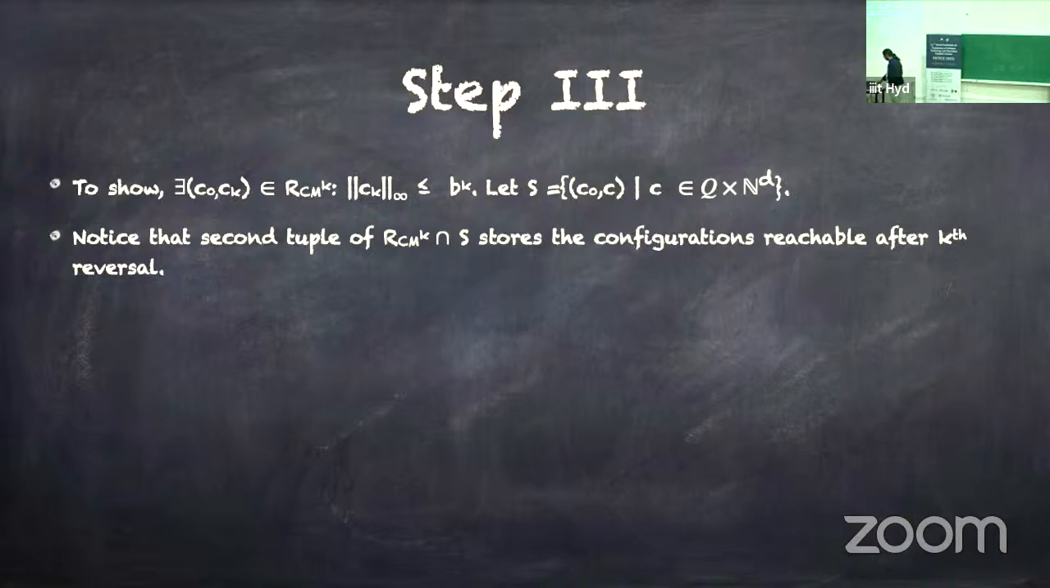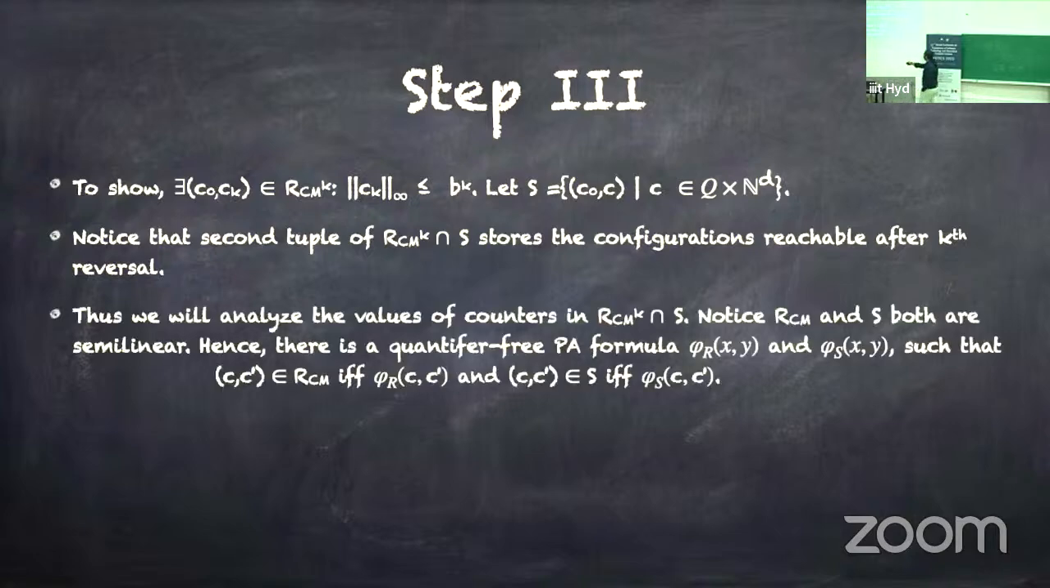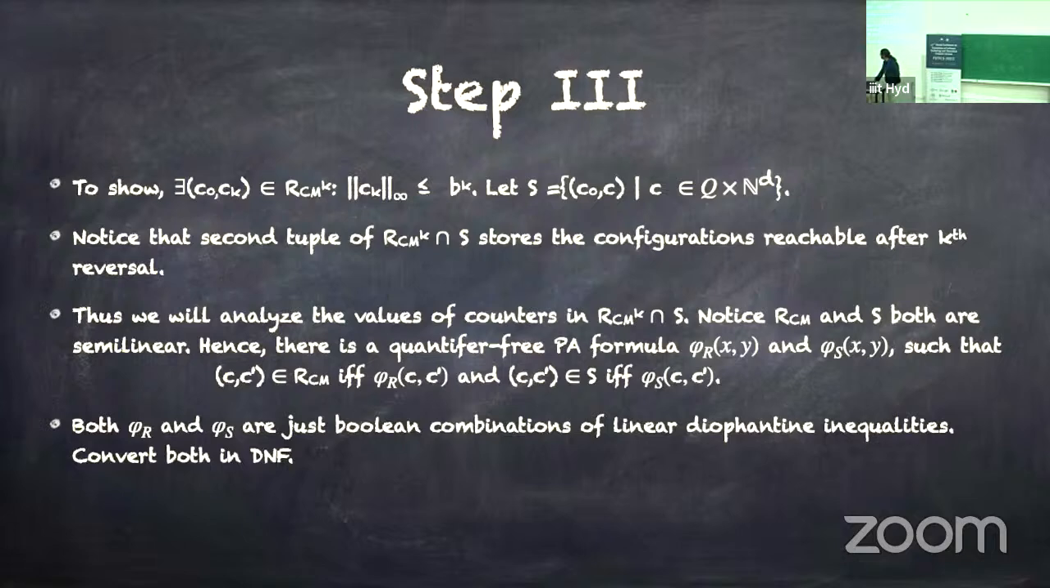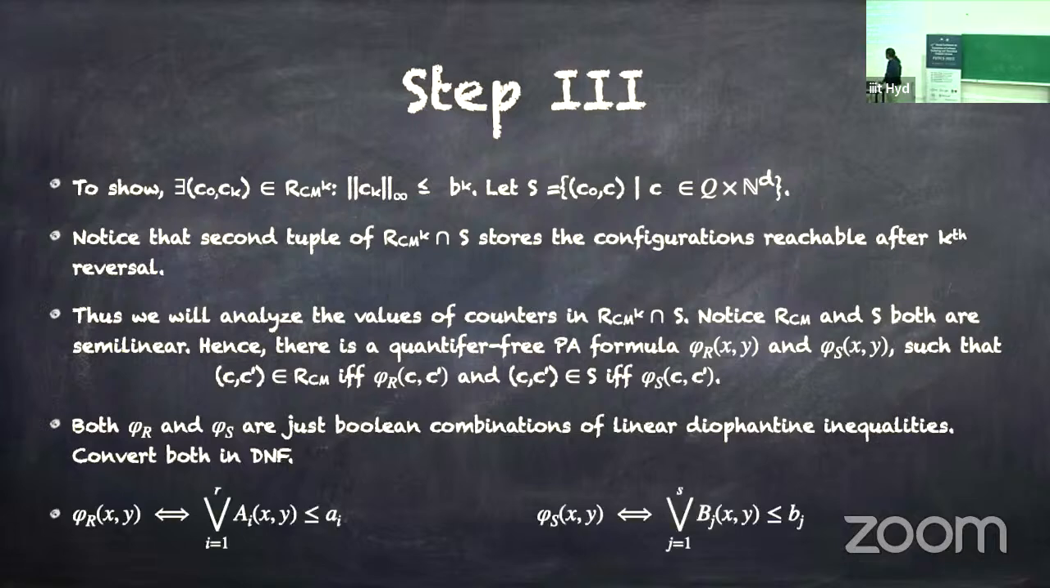That's it. So once we have this, we now only need to analyze runs of counters of RCM intersection K, right? And notice that RCM and S both are semi-linear, so you can actually define a Presburger formula which characterizes both these relations, and this phi R and phi S are just Boolean combinations of linear Diophantine inequalities. Hence, if you write in DNF, you can write in this form, where AI is a matrix and BJ is also a matrix, right?